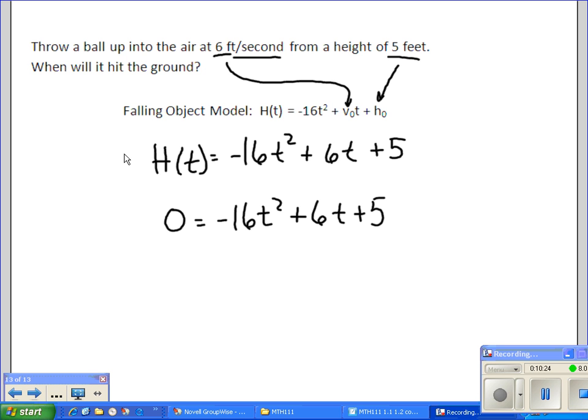And then the following object model is a pretty standard application problem in quadratic equations. Negative 16t squared, the negative 16 is gravity, plus whatever the initial velocity. In our example, we're throwing the ball up in the air at 6 feet per second, so 6 is the initial velocity of the ball. And h0 here is the initial height, and we're throwing the ball from a height of 5 feet, so that's going to be the 5 here. We're looking at when it will hit the ground, so the height of the ball when it hits the ground is 0, and then we can solve the quadratic equation.